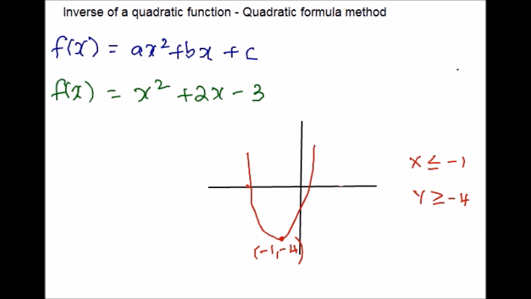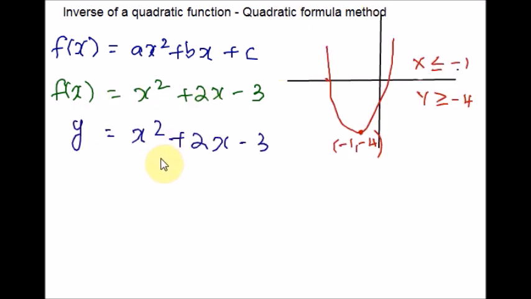Now let us find the inverse algebraically. First we need to rewrite f of x as y, and then interchange the variables x and y. To begin finding the inverse, we switch the variables x and y, leaving the equation unchanged except for reversing the variables. So at this stage, we will just replace y for f of x, and x for y. Did you notice that?